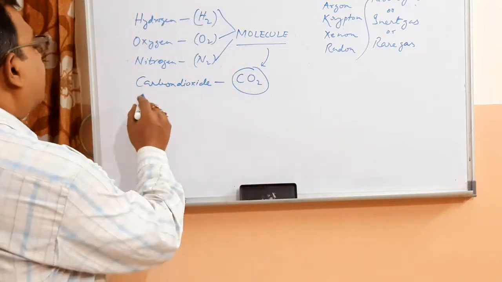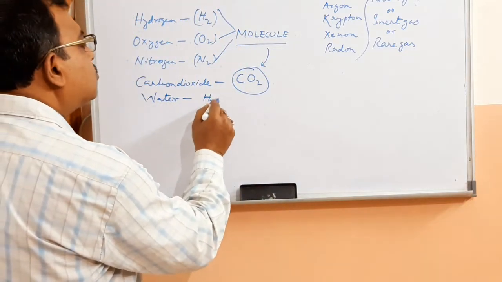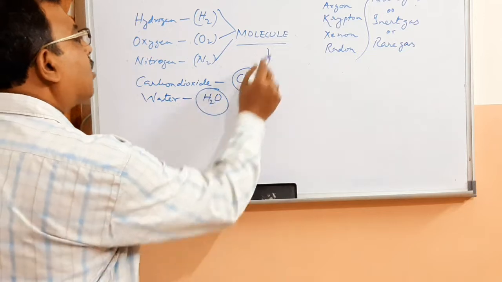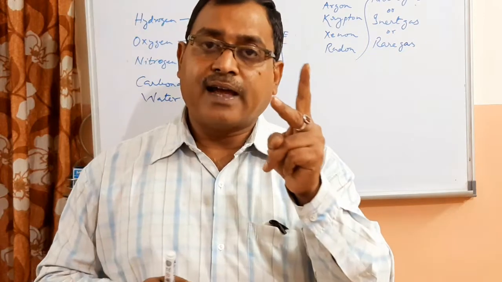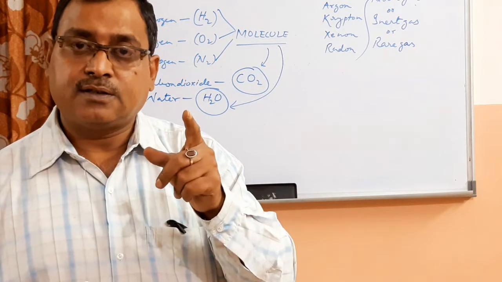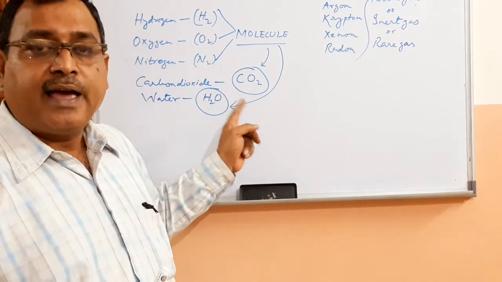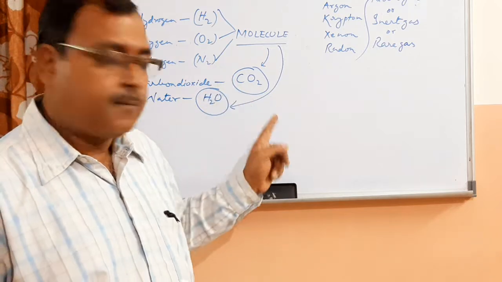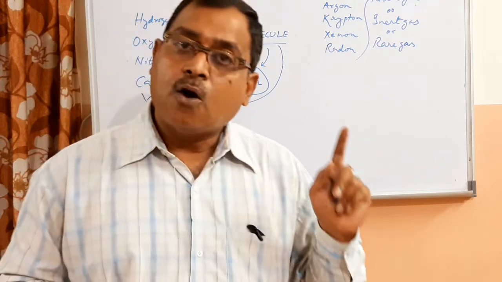Similarly, water, you write as H2O. So this water is also a molecule made up of two different elements. One element is hydrogen, another element is oxygen. Now what does H2O mean? H2O means it is a molecule of water, and this molecule of water is made up of two atoms of hydrogen and one atom of oxygen.